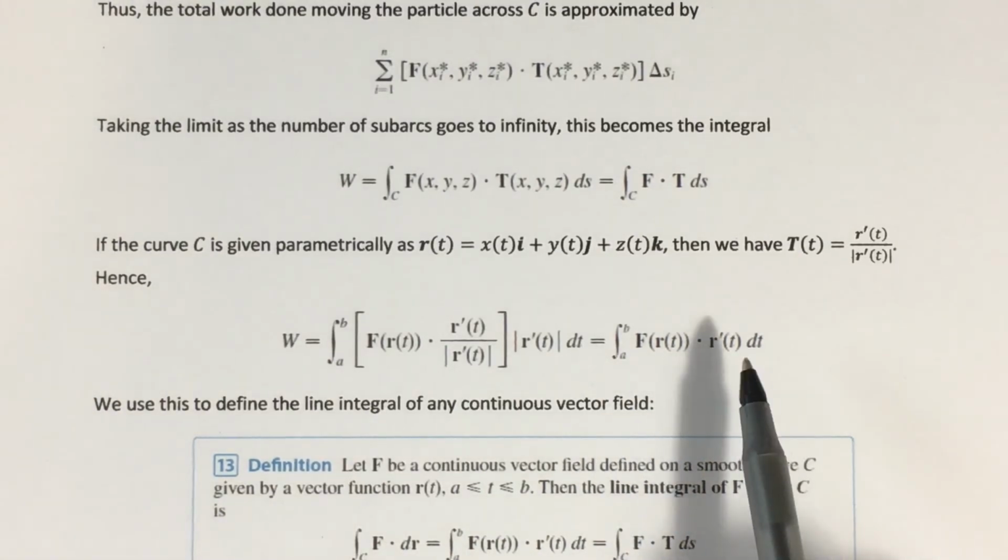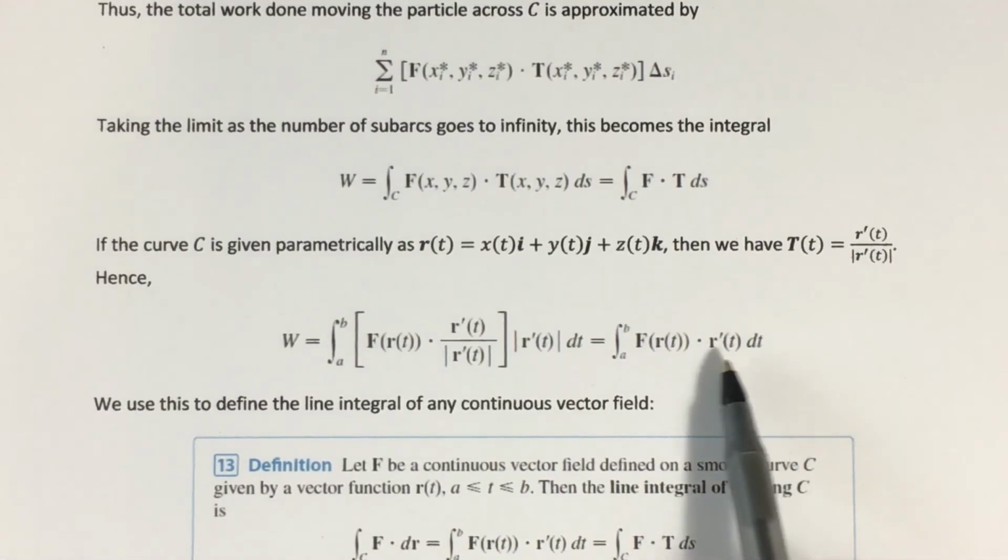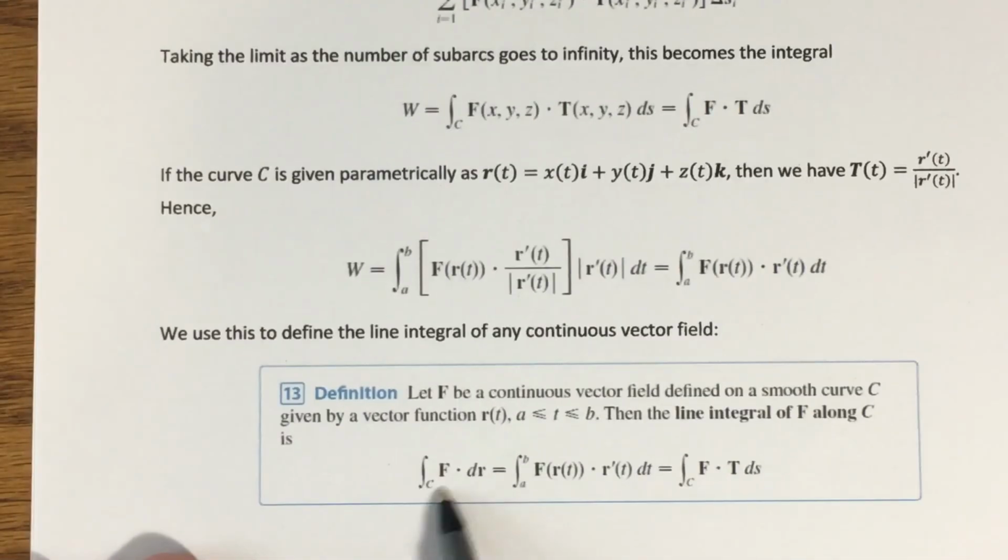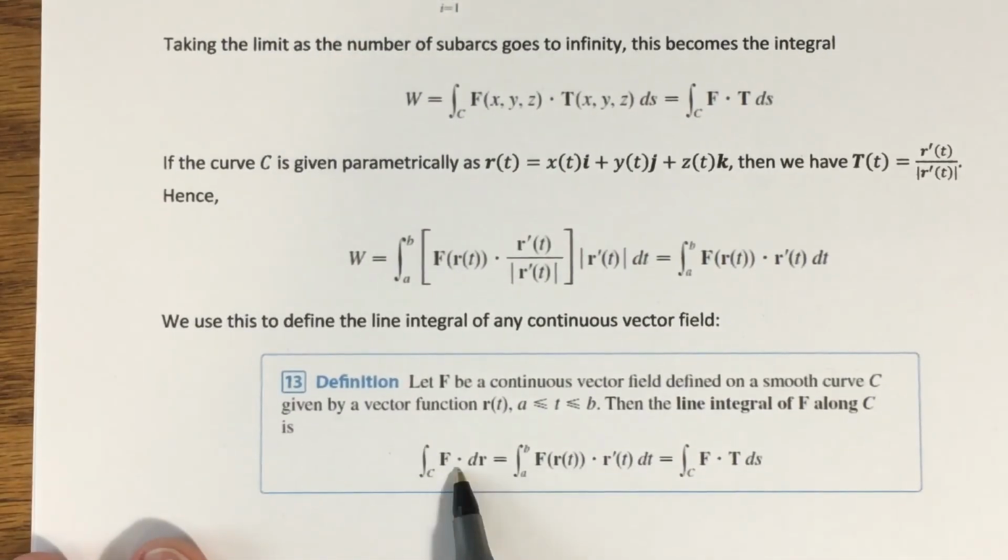It's typical to take this r prime of t dt and just call it dr. So this is the notation that you're going to see most often. The line integral over the curve C of F dot dr. But this is what it means, okay? And it's equivalent to this, which is where we got our definition for this line integral.